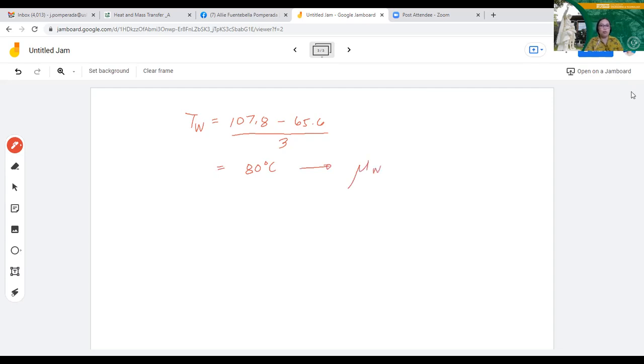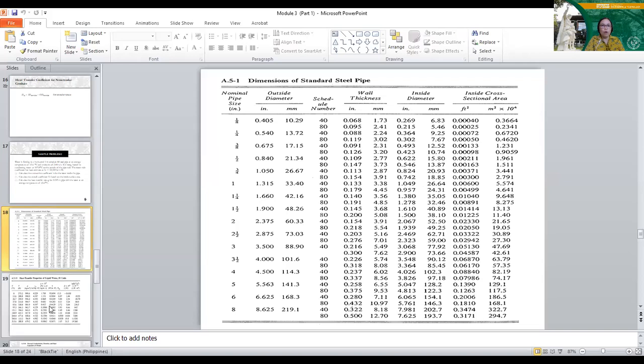So actually, you're not using this one. Why do I say you're not using this one? Because you assume that the temperature of your wall in the first place is 107.8, which is not. So you use one-third of the difference of these two, and that's the basis for the temperature that you will read for the viscosity at the wall. So this 80 will be the one that you're going to use in here. So again, I'll go back to our PowerPoint. It's difficult, but you have to bear with me. So you have to look for the 80 here.